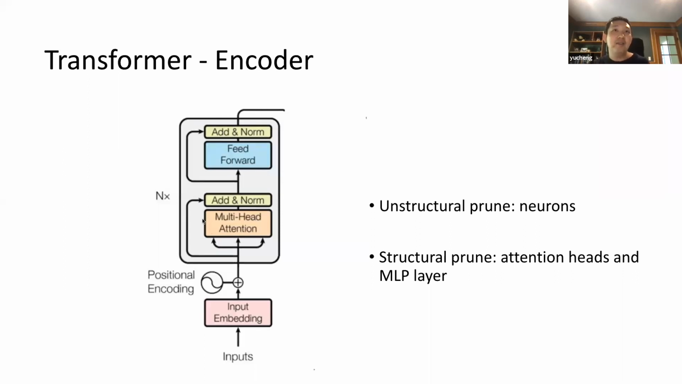Another component: after several steps of multi-head attention, you have an MLP layer called the feed-forward layer to aggregate all this multi-head attention for the next level of information. Unstructured pruning is the same as we did for CNN: just prune the neurons. Structural pruning, which differs from CNN where you prune channels, means we prune the size of these MLP layers and also the attention heads. Because we have multiple attention heads, not all of them are important or useful. Some are redundant. So structural pruning here is to prune the attention heads and MLP layers.